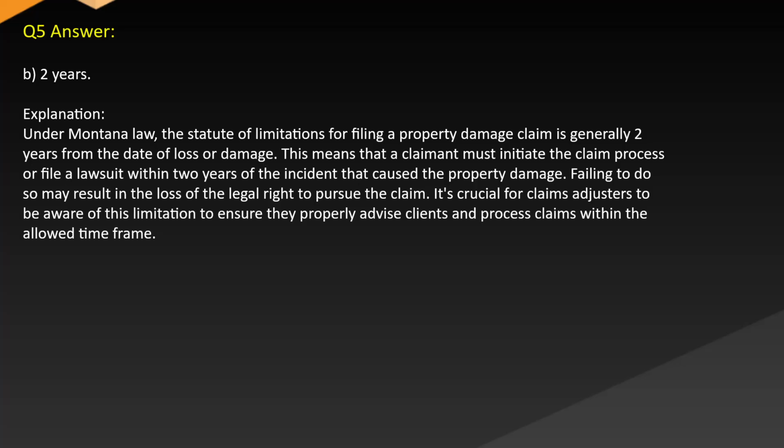Under Montana law, the statute of limitations for filing a property damage claim is generally 2 years from the date of loss or damage. This means that a claimant must initiate the claim process or file a lawsuit within 2 years of the incident that caused the property damage. Failing to do so may result in the loss of the legal right to pursue the claim. It's crucial for claims adjusters to be aware of this limitation to ensure they properly advise clients and process claims within the allowed time frame.